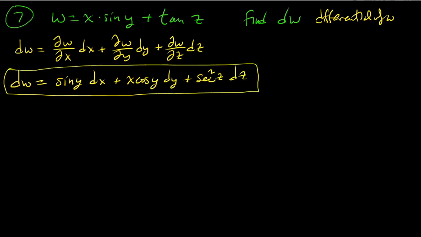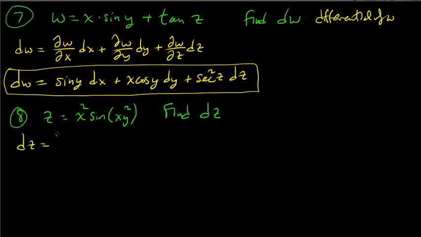Got it? But if you want, we can do number 8 as well. It's the same idea here. So here, z is x squared times the sine of xy squared. And here we want to find dz. Right. So the definition is dz is the partial of z with respect to x times dx plus the partial of z with respect to y times dy.